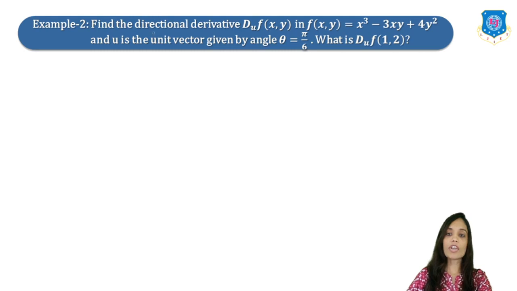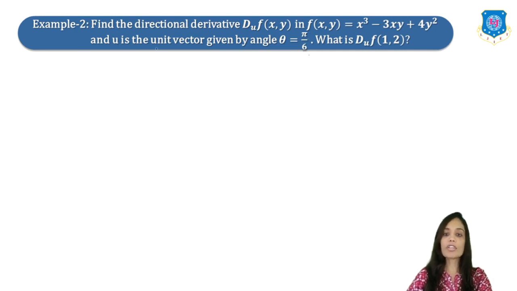Now let us solve one more example. You have to find the directional derivative of f(x, y), where f(x, y) is this and u is the unit vector given by angle theta equals pi by 6. So what is the directional derivative of f at (1, 2) in the direction of u? Now we are not given our u bar, or we can say we are not given any direction. We are only given this angle pi by 6.